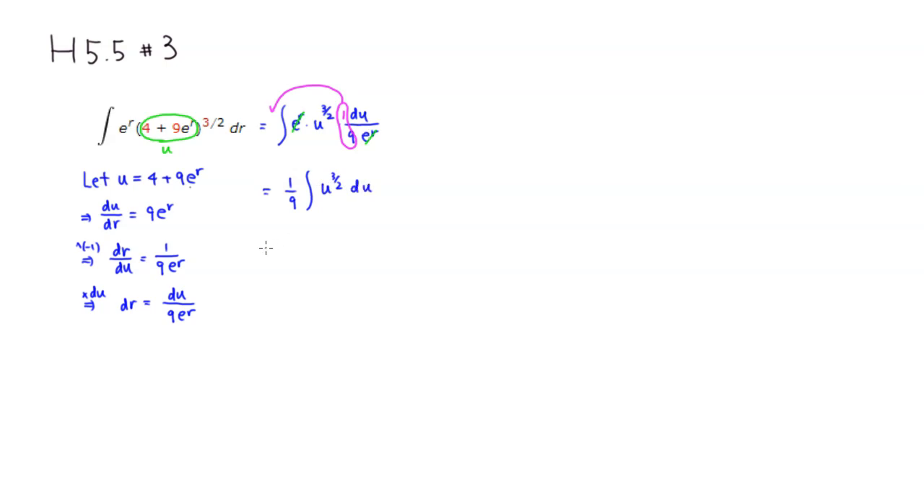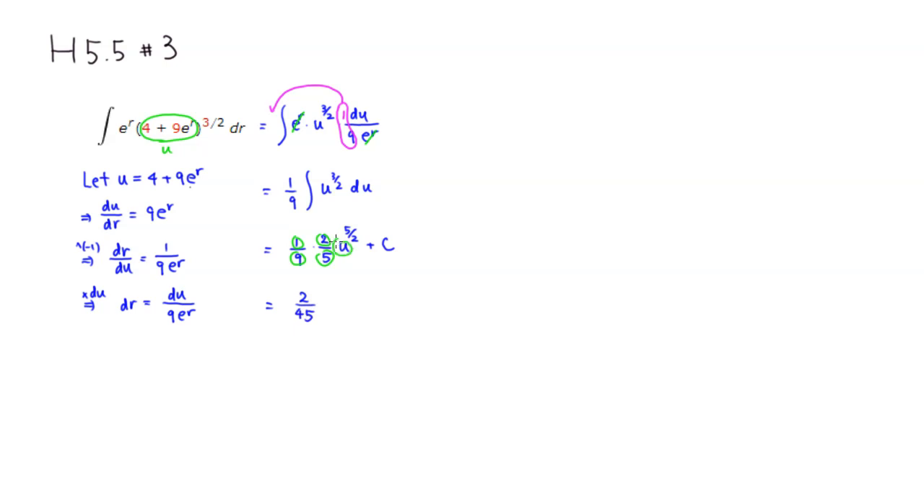Now this is just the power rule. So 1 over 9 is a constant multiple. The antiderivative is add 1 to the power, which is going to be 5 over 2. Divide by 5 over 2 is equivalent to multiplying by 2 over 5, plus some constant c. So we have 1 times 2, which gives you 2, and 9 times 5 gives you 45.